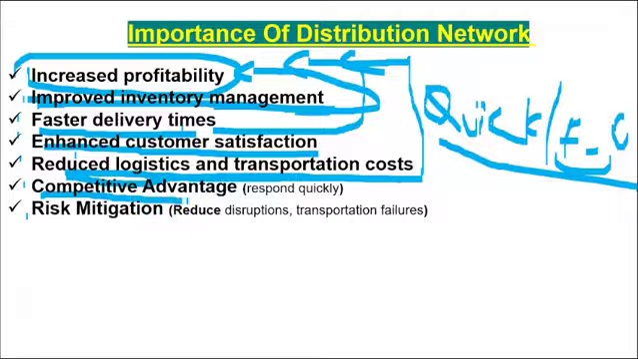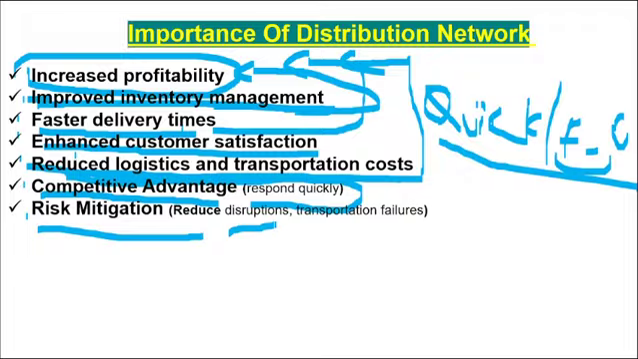Next thing, competitive advantage. Respond quickly. If this thing happens, then it will increase the profitability. Last thing, risk mitigation. Reduce disruptions, interruptions, failures. If all this happens, it will directly hit the first point and increase the profitability. So these are the points 1, 2, 3, 4, 5, 6. These 6 points are directly related with the first point, and if all these points are satisfied, then it will increase the profitability, and this is the importance of the distribution network.